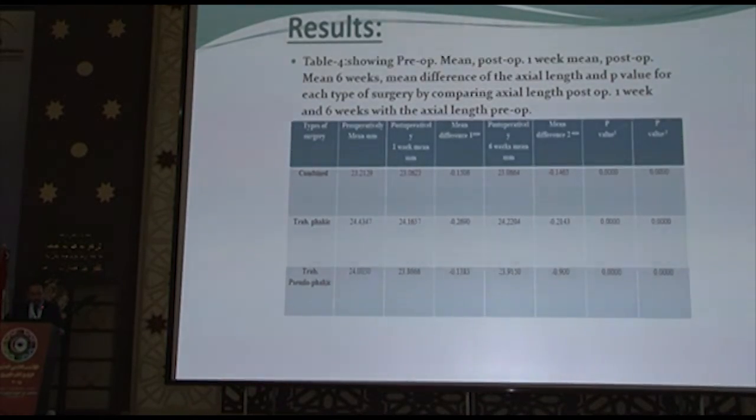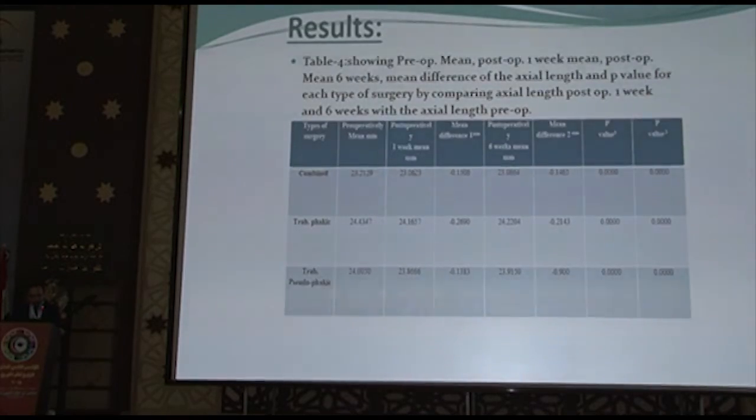For the trabeculotomy phaco subgroup, the mean axial length preoperatively was 24.4347 millimeter, reduced to 24.1657 millimeter after 1 week, with a mean difference of minus 0.2690, and postoperatively at 6 weeks reduced to 24.2064, with a mean difference of minus 0.2143, with a p-value of 0.